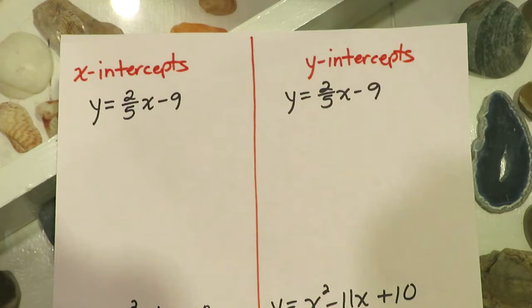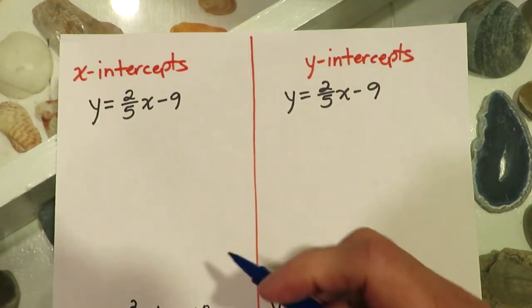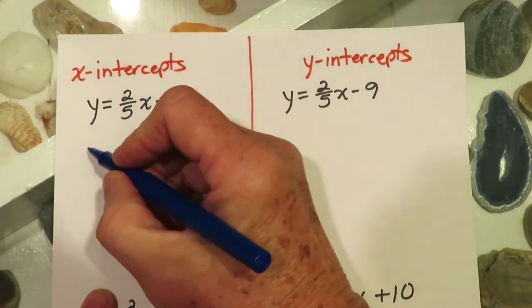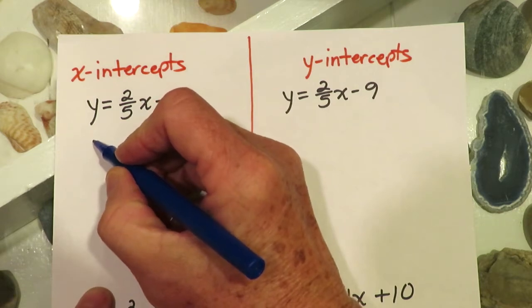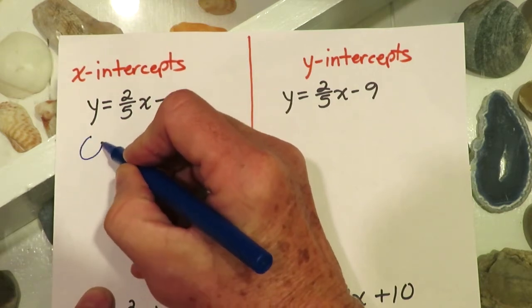x-intercepts are referring to the x values where you are crossing over the x-axis. It is where you're intercepting the x-axis. And y-intercepts are referring to the y values where you are intercepting the y-axis. If you're trying to find x-intercepts and you're on the x-axis, then y is 0.